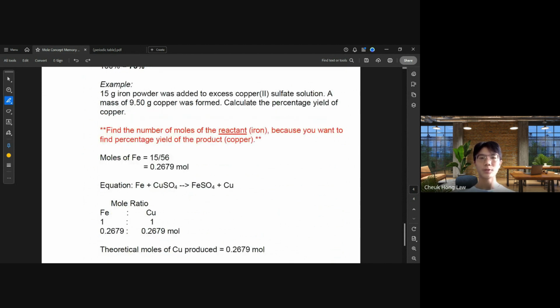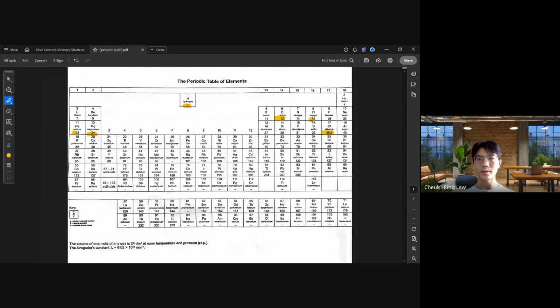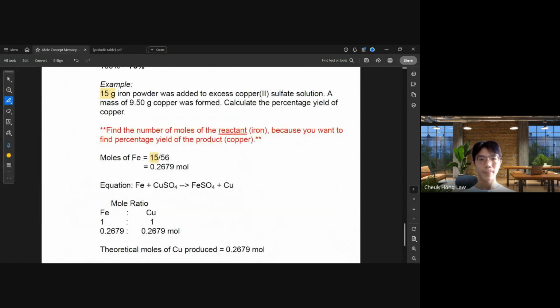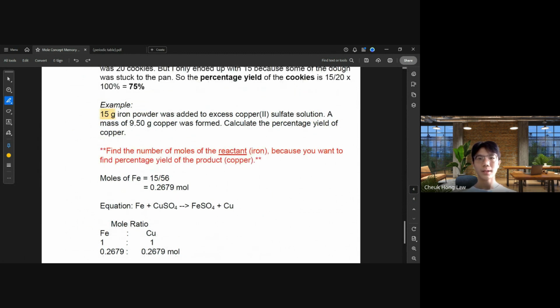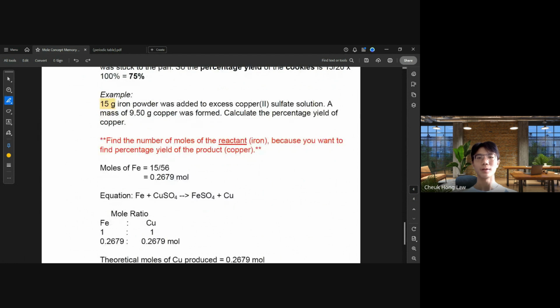So let's find the number of moles of the reactant, which is iron. We are given 15 grams, which is the mass. So 15 divided by the Ar of iron, which is 56, will give me 0.2679 moles. That is the number of moles of iron that reacted, because it was added to excess copper 2 sulfate. So iron is the limiting reagent, which means all of the iron took part in the reaction. That's why limiting reagent is important.